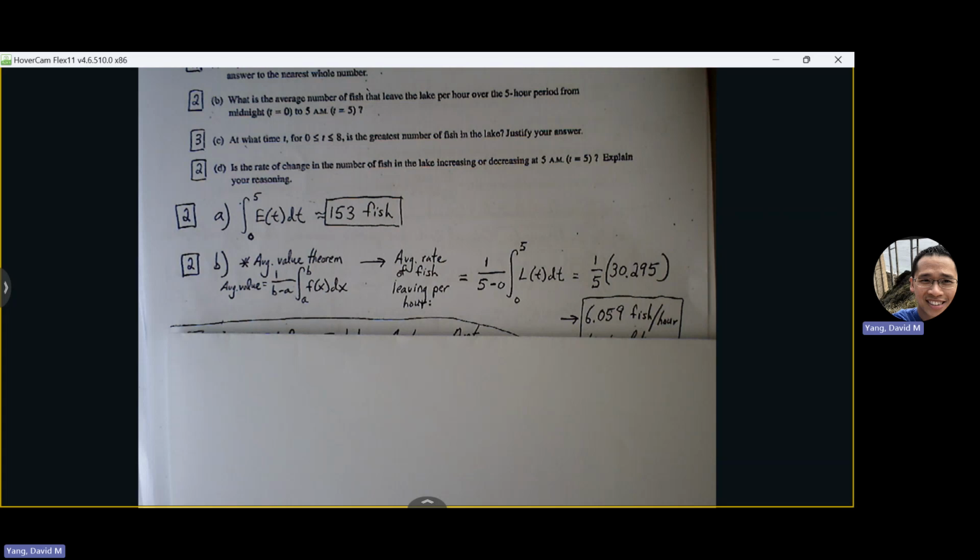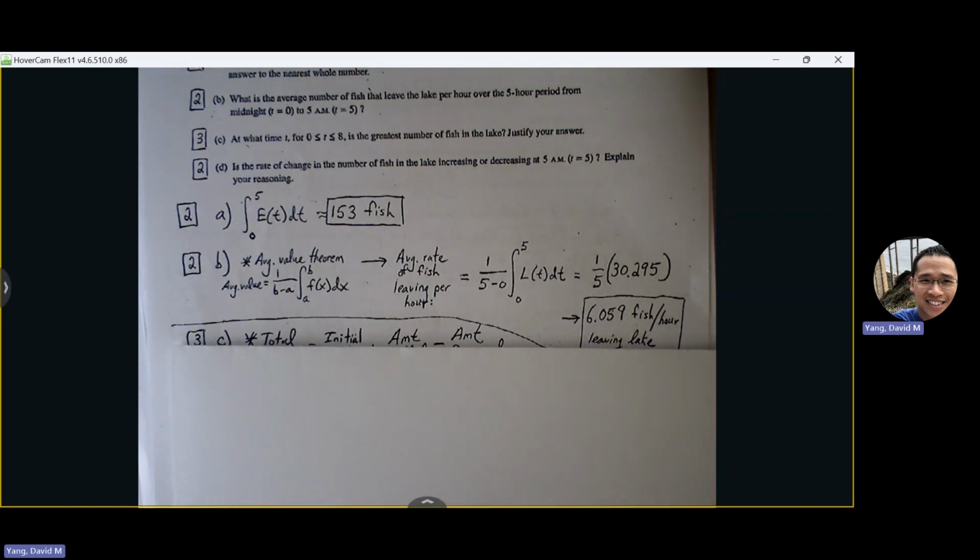Part C. At what time is the greatest number of fish in the lake? So part C is quite a lot because we have to first find a formula that will tell us how many fish there are at any moment in time. And then we have to find a critical point. And then we have to test those critical points and endpoints. So this is the whole extreme value theorem process here.